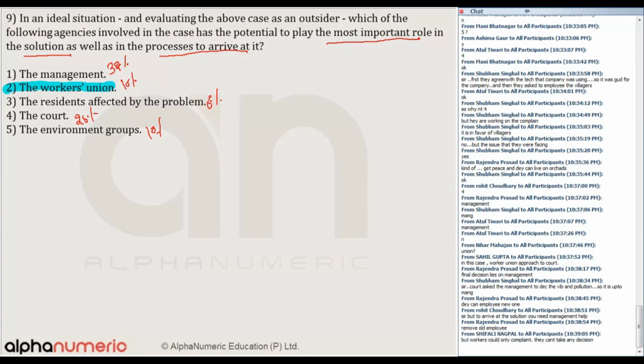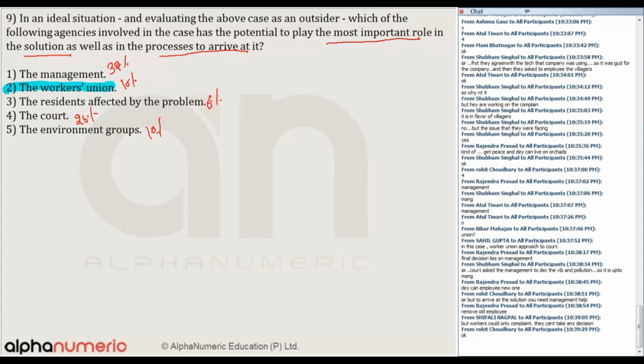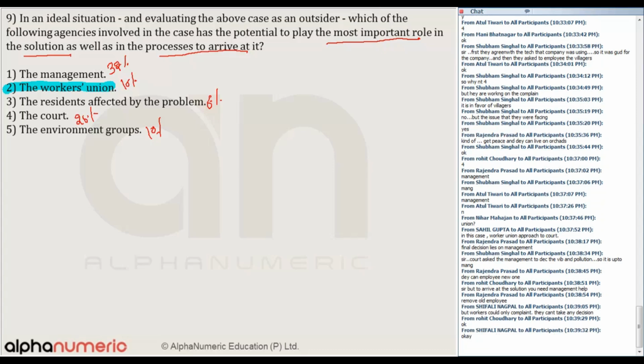Yes, you can say that the workers could only complain, they can't take any decision, but let's say the management is taking any decision. And if the management is taking any decision and the worker unions are not happy, then what will happen, Sipali, in that case? Probably they will burn alive the management team. किसी को जिंदा जला देंगे. So whatever has been happening in the company, they should take in confidence. Even the management is going to take the confidence of worker unions, everything. So worker union is going to play a major role here in this entire solution.